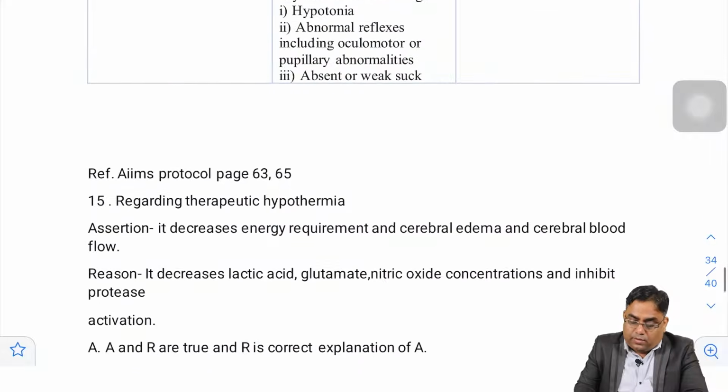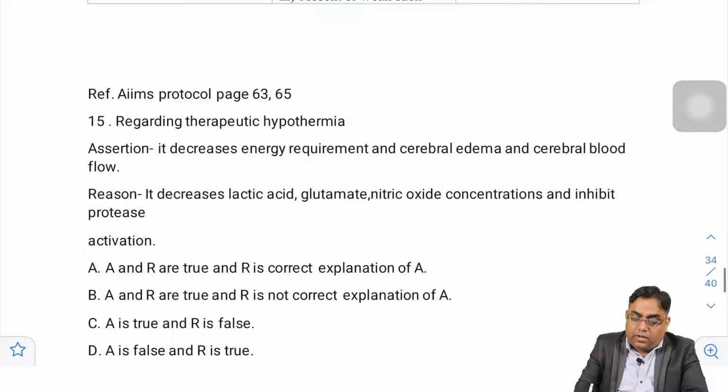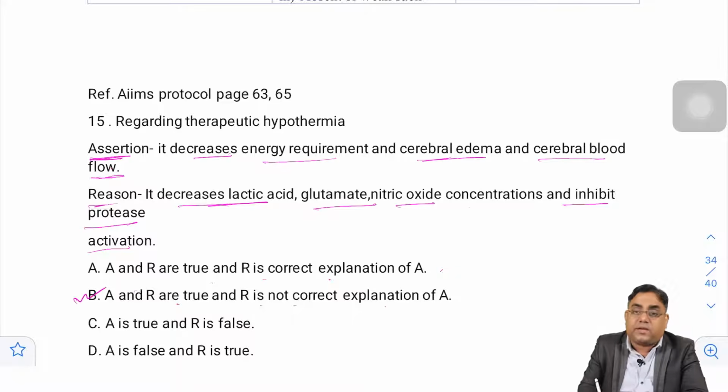Okay. Now, this is the assertion and reason type. Regarding therapeutic hypothermia, the assertion is it decreases energy requirement, cerebral edema and cerebral blood flow, and the reason is it decreases lactic acid, glutamate, nitric oxide concentration and inhibits protease activation. So, the options: assertion and reason are true, and reason is the correct explanation of assertion. Or, assertion and reason are true and the reason is not the correct explanation of assertion.